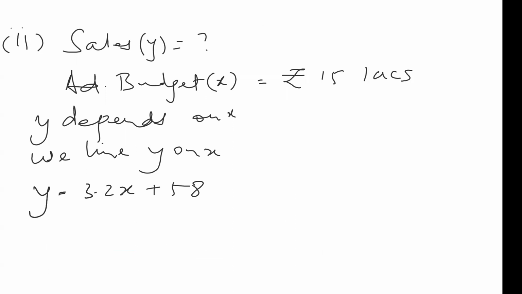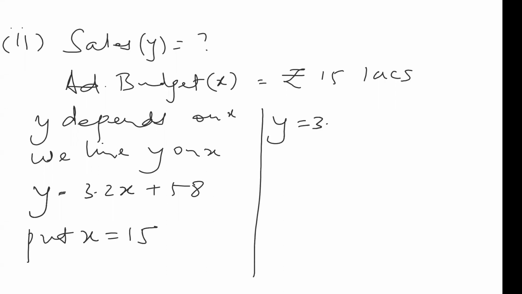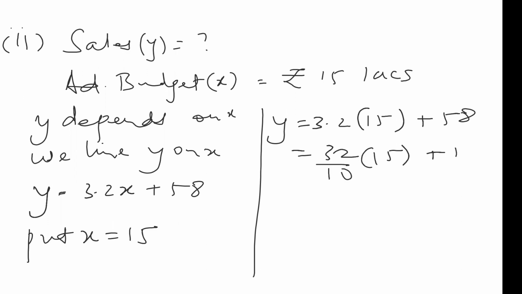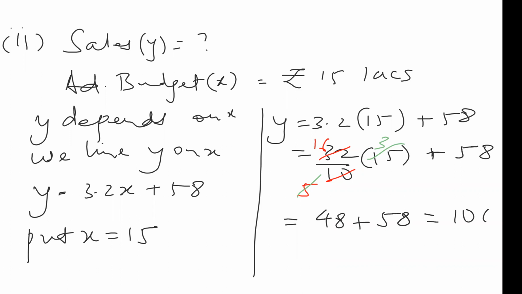In that you are going to put x as 15. So y is equal to 3.2 into 15 plus 58, which is 32 upon 10 into 15 plus 58. When I say 32 upon 10 into 15, it becomes 16 upon 5 into 15, reducing by 2 and then by 5, and we get 48. So this will be 48 plus 58, which is nothing but 106. So sales y is equal to rupees 106, but then we need to put lakhs as well. Sales y is equal to rupees 106 lakhs.